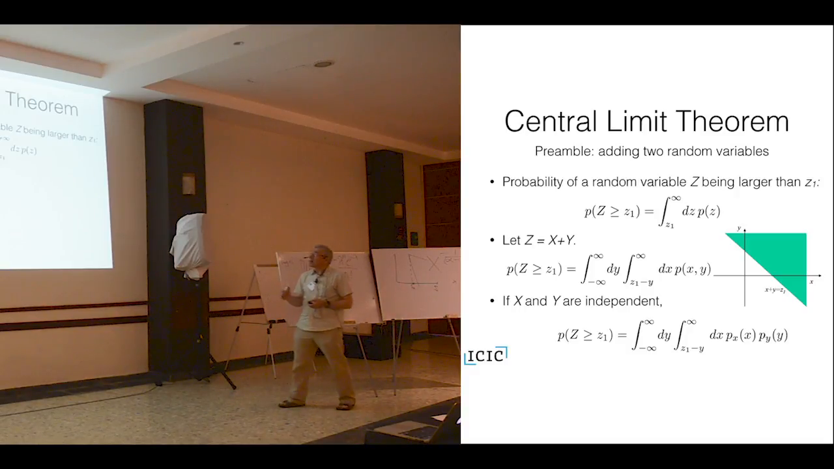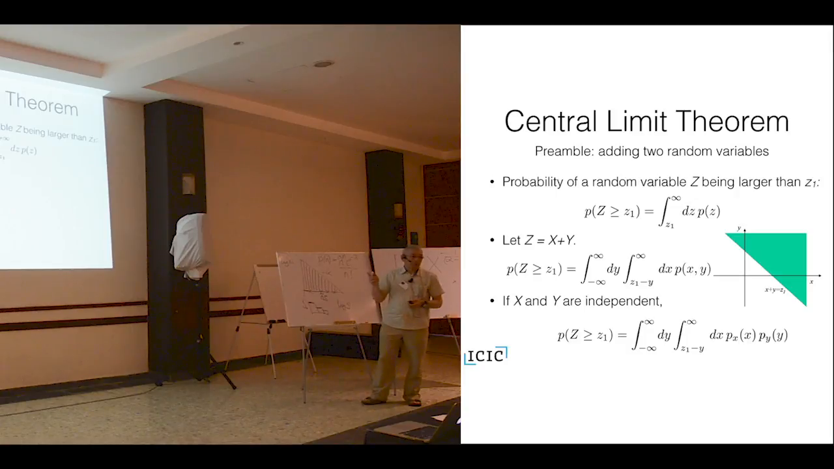Let's start by saying that we have a random variable z, whose probability distribution is p of z. Then the probability of the value of z being larger than some value z1 is just the integral of p of z above z1. So what I'm going to do here is to work out the probability of the sum of two random variables, and then we'll generalize it to many. So if we let z be x plus y, x and y have identical distributions. Sometimes in statistics this is called IID, independent, identically distributed variables.